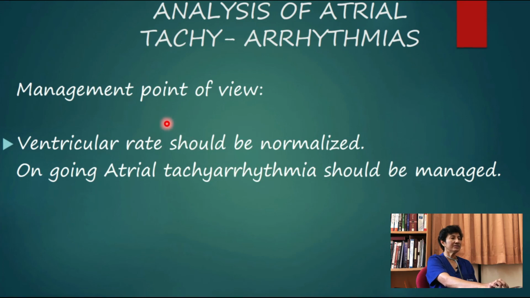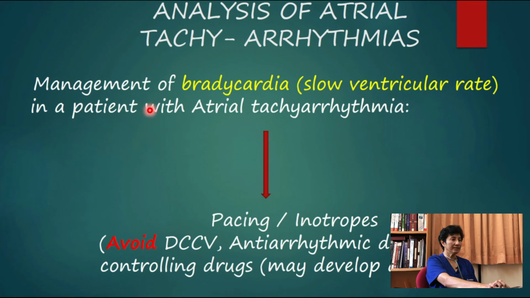How to manage patients with atrial tachyarrhythmias? In the presence of atrial tachyarrhythmias, the ventricular rate should be normalized. If there is bradycardia, the bradycardia should be managed. If there is tachycardia, tachycardia should be managed. In addition to that, the ongoing atrial tachyarrhythmia should be managed. That means rhythm control. Now, management of bradycardia.